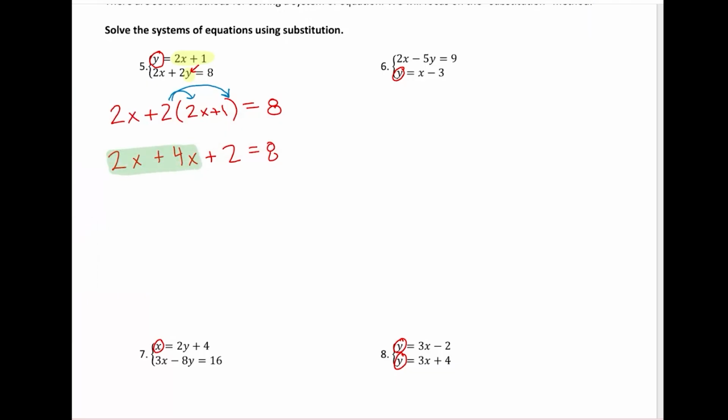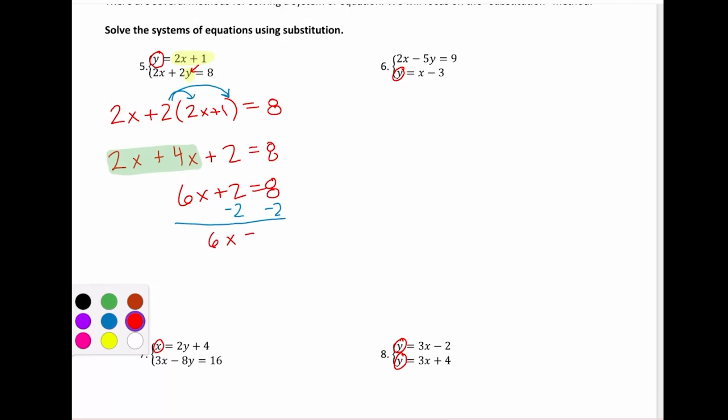2x plus 4x is 6x. So we have 6x plus 2 equals 8. And now we've got this down to a nice little 2-step equation where we'll use our properties of equality to isolate x. So subtract 2 on both sides. Gives me 6x equals 6. And then if I divide both sides by 6, I get x equals 1.